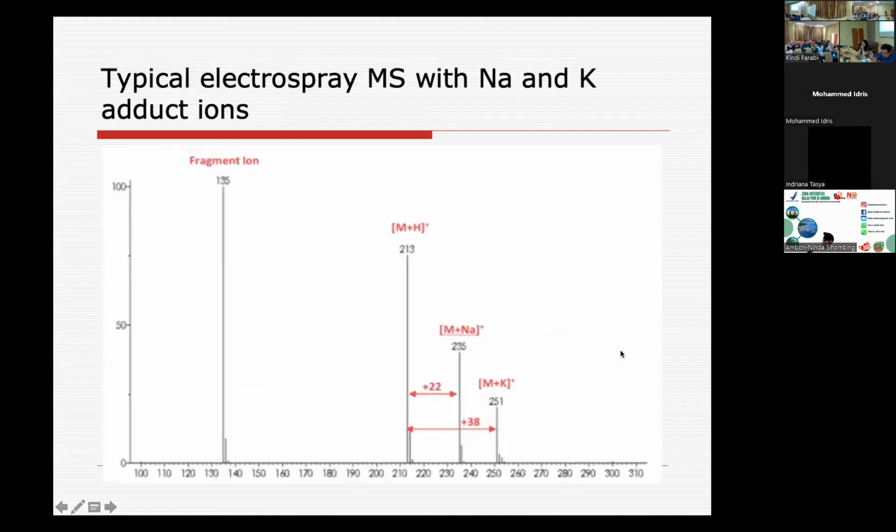Berikutnya, nah ini kalau kita lihat. Contohnya, kalau fragmen ionnya 135, ini M plus H-nya 213. Nah, kalau M plus Na itu menambah 23. Nanti kita akan cek. Kalau misalkan ternyata kurang 39 atau 38, berarti itu mengandung potasium. Mengandung 23 berarti mengandung natrium. Berarti molecular weight-nya itu yang 213.